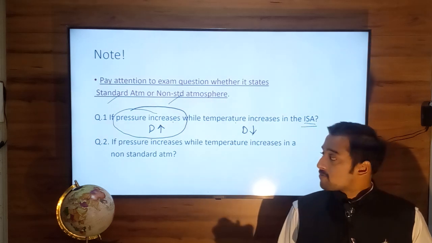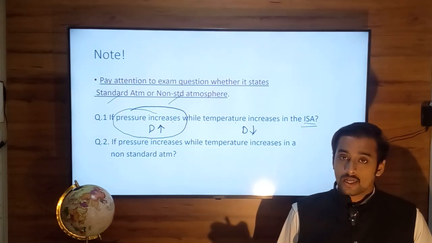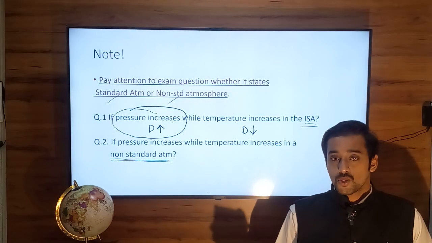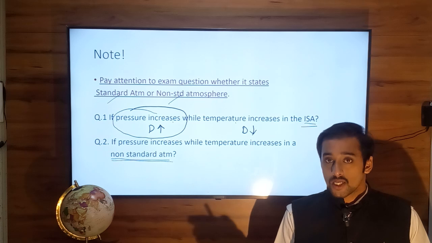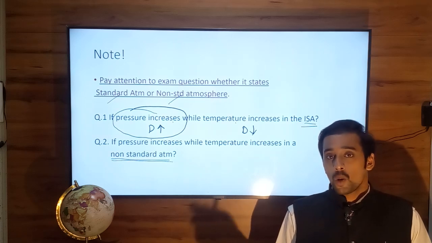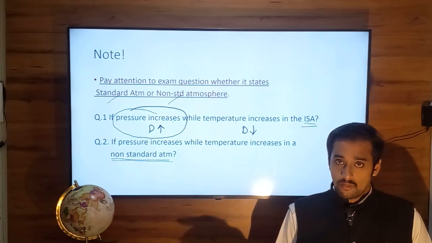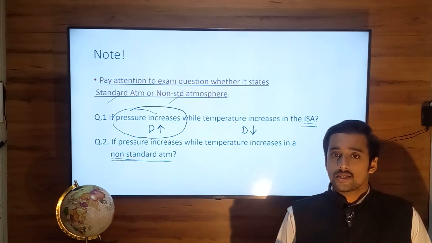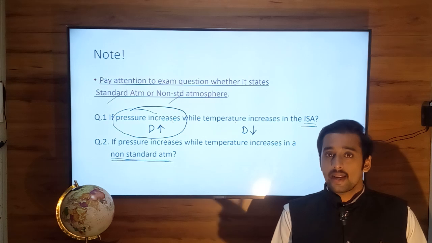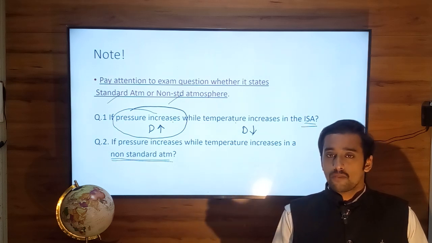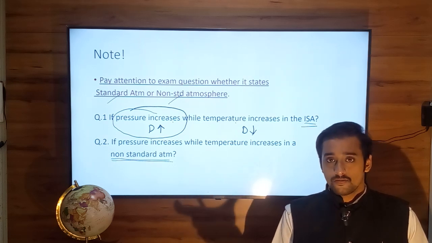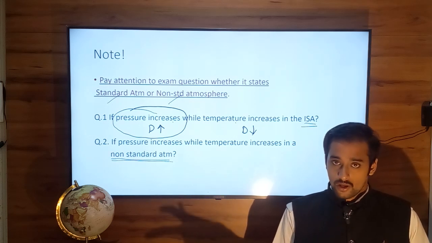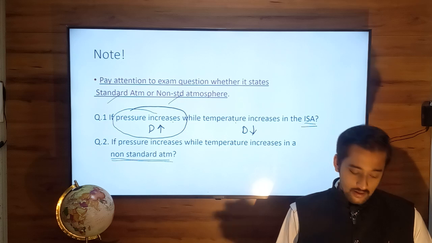Question 2 states that pressure increases and temperature also increases in a non-standard atmosphere. Now, in a non-standard atmosphere, we cannot say or predict with certainty that pressure will be the dominating factor. Temperature can also be, depending on the lapse rate. So you will select that option which has the words lapse rate. Depending on lapse rate, both pressure and temperature have equal chances to control the density. Okay, so this is another important thing.